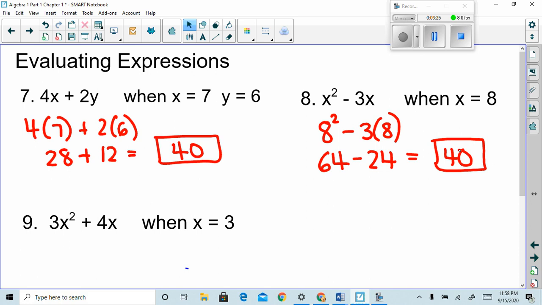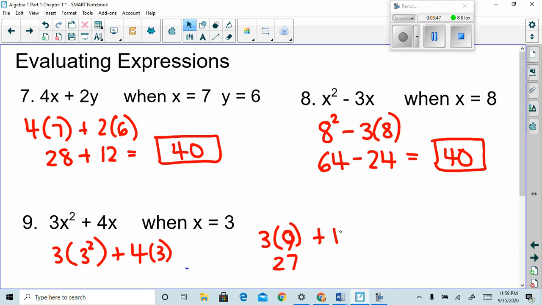On to our last review problem for today. 3 times 3 squared plus 4 times 3. Well, 3 squared is 9, and 3 times 9 is 27, and 27 plus 12 will give me 39. Well, there's just a quick review of those problems.